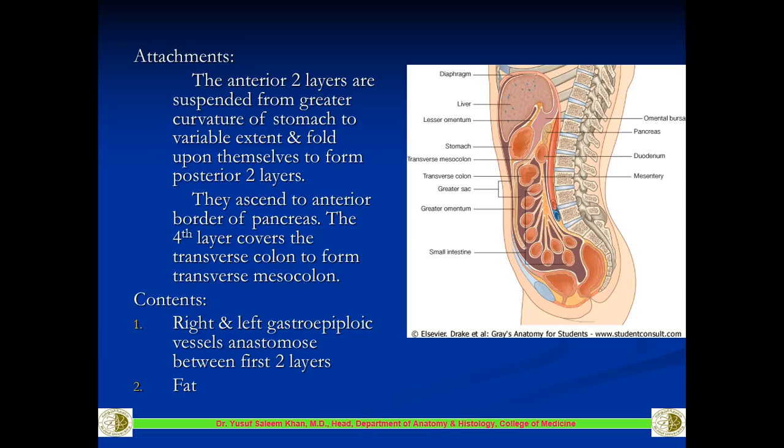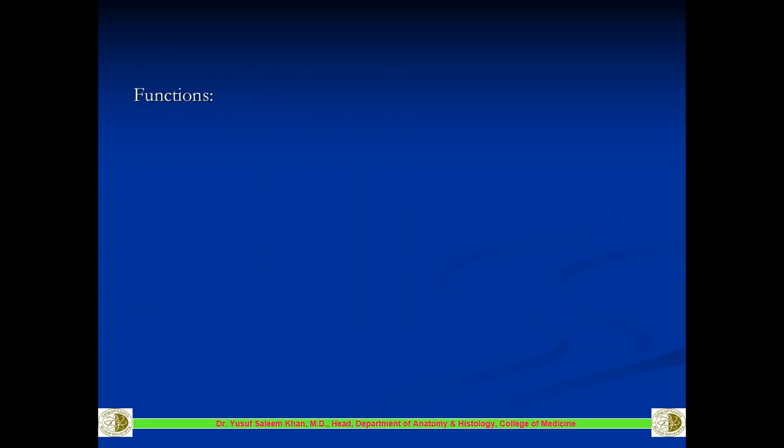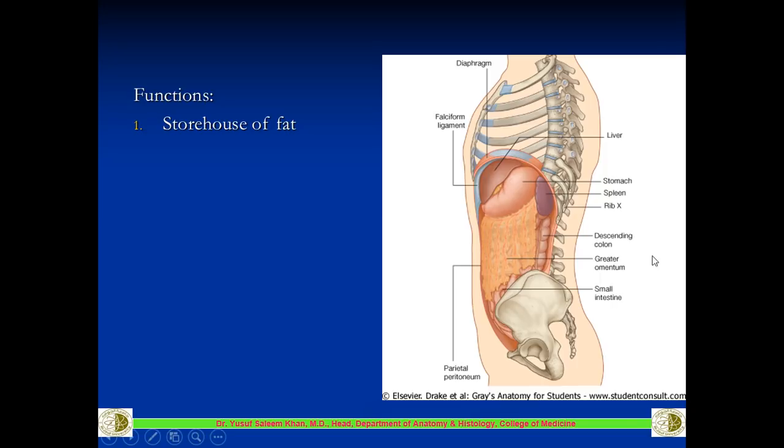And the second important content of this greater omentum, besides these two blood vessels, is a huge quantity of fat which is accumulated within the abdomen, which is unabsorbed food material that will be converted into fat and stored here for further use. Now coming to the functions of this greater omentum. One is, as you can see, this becomes the storehouse of the fat within the abdomen. If you can see here, this is the greater omentum, and you can see the huge quantity of fat which is accumulated as well as stored within this. So it acts as the storehouse of the fat.